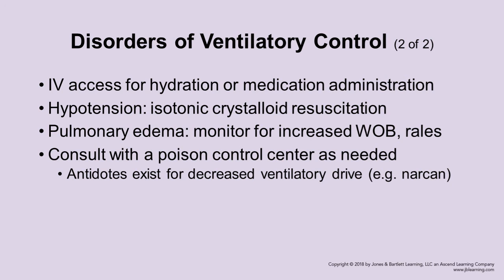So you need to watch for increased work of breathing, rales on exam, or signs of increased fluid on chest x-ray. Again, you'll want to consult with your poison control center as needed because there are certain antidotes that do exist for patients who have apnea or decreased ventilatory drives, such as opioid exposure. The antidote would be Narcan or naloxone.